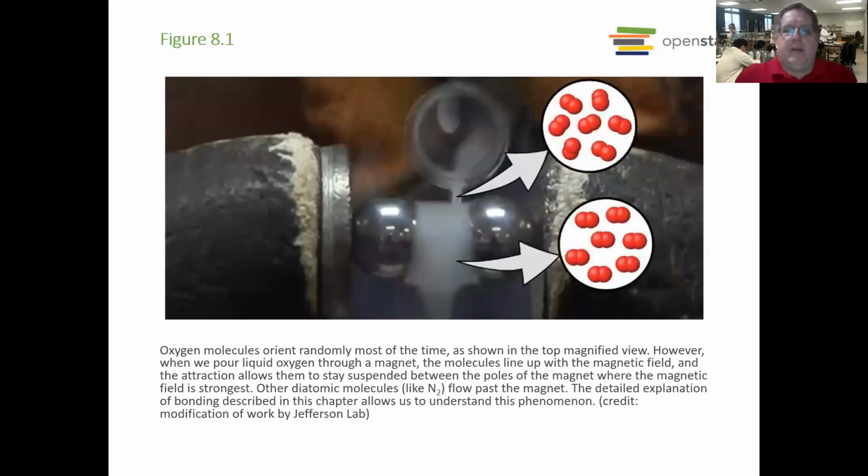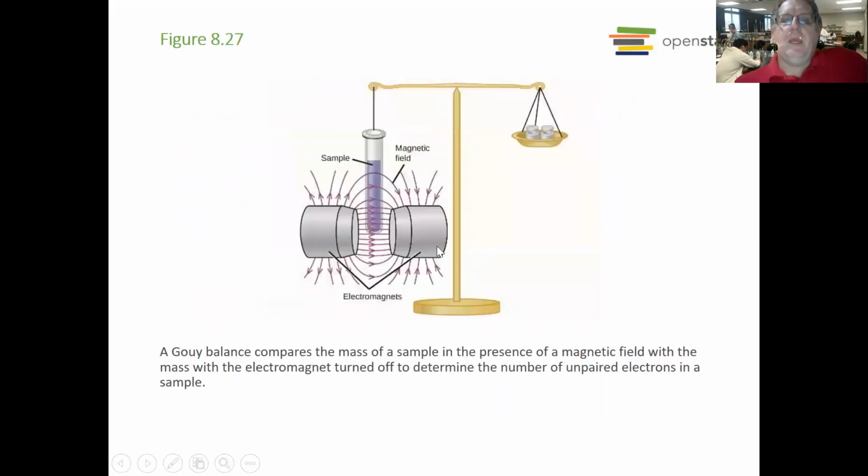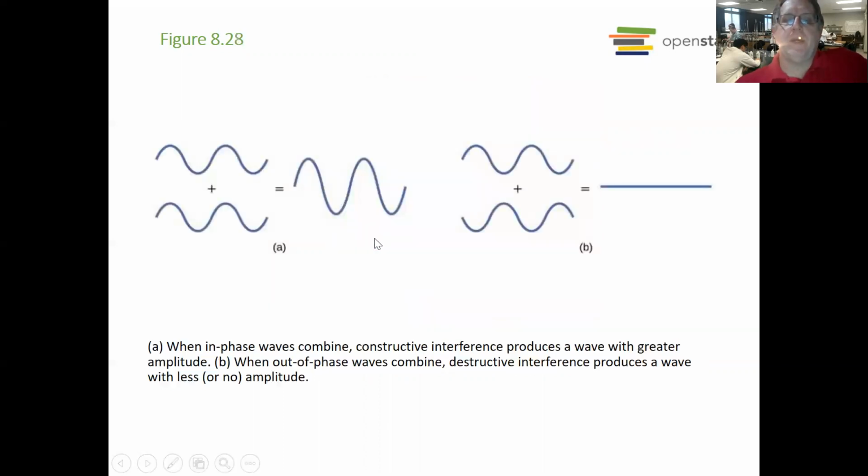We actually see if liquid oxygen is put through a magnetic field, it is attracted by that magnetic field, indicating that it is paramagnetic. That doesn't match our valence bond theory prediction. So we're going to have to come up with a new theory. Actually, somebody's already done that for us. And this is just a cool picture of a Gauss balance, which can actually measure the number of unpaired electrons in a particular sample, okay?